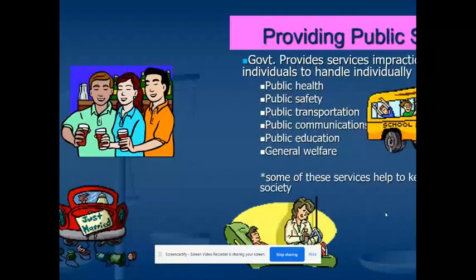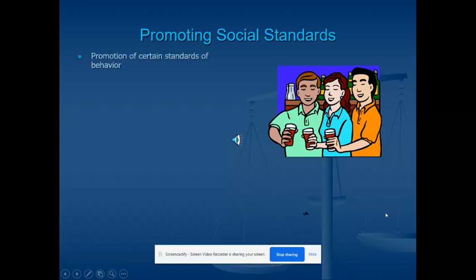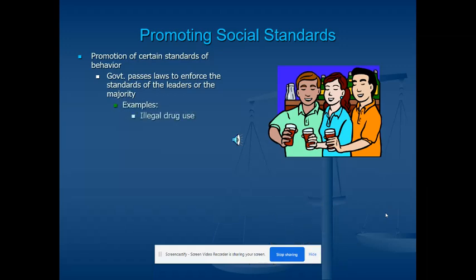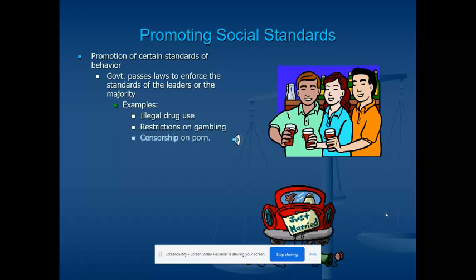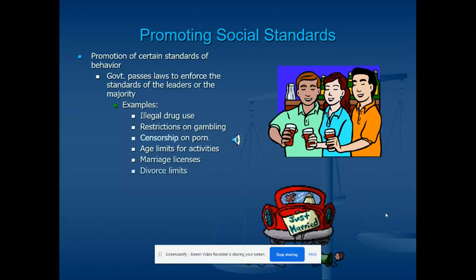All right. The next one is a hard one for most students. It's called promoting social standards. And it's the idea that we have a certain moral value in our society that we kind of agree to. Not all of the things do we agree to, but for the most part, we would say people shouldn't use drugs.